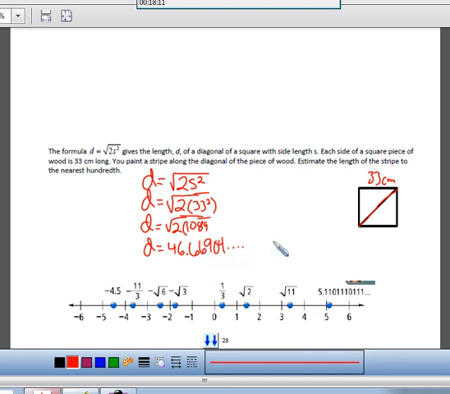46.66904 dot dot dot. So if I'm going to estimate the length of the stripe to the nearest hundredth, I'll say the length of the stripe is about 46.67 centimeters. Ding. And that's it.